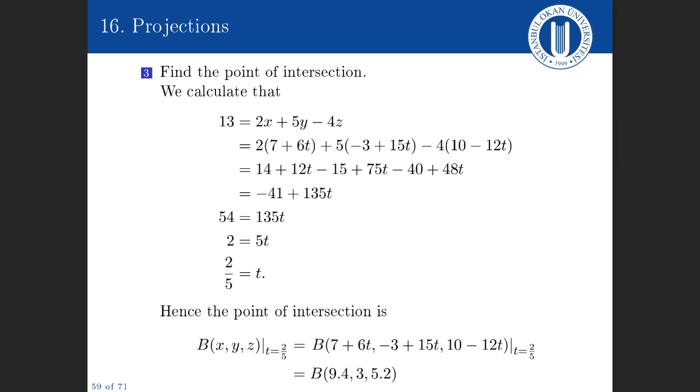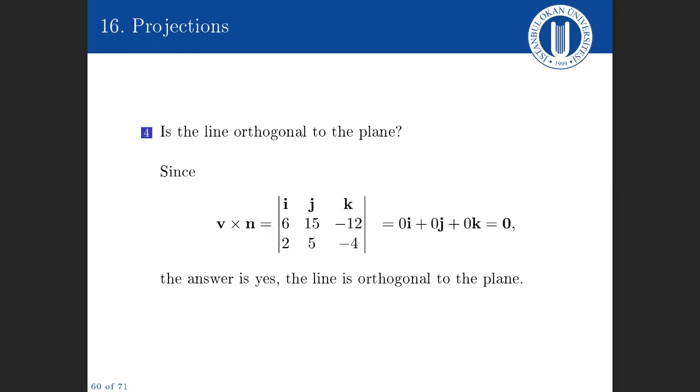Step 3, let's find the point of intersection. We do the same thing that we did earlier. Start with the equation of the plane, replace x by 7 plus 6t, y by minus 3 plus 1t, and replace z by 10 minus 2t. Simplify it down until you get to t equal to 2 over 5, and then calculate the coordinates of the point x, y, z when t is equal to 2 over 5. We'll come back to that later, but first, is the line orthogonal to the plane?